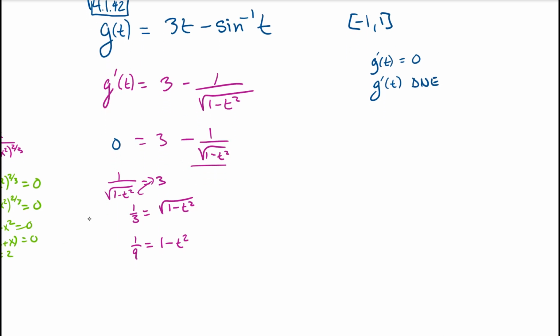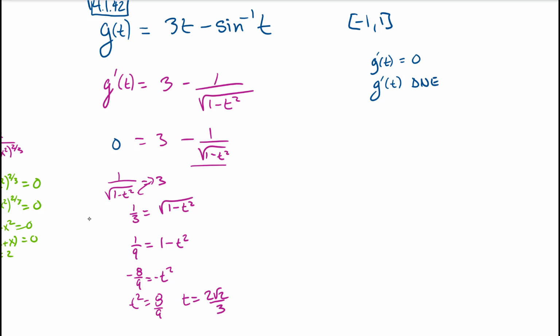Well, let's subtract the 1 over. We get -8 over 9 is equal to negative t squared. Oh, so t squared is just equal to 8 over 9. And when we hit it with a square root, we're going to find out that t is equal to 2 root 2 over 3. You punch that into a calculator, and you're going, oh, I forgot something.